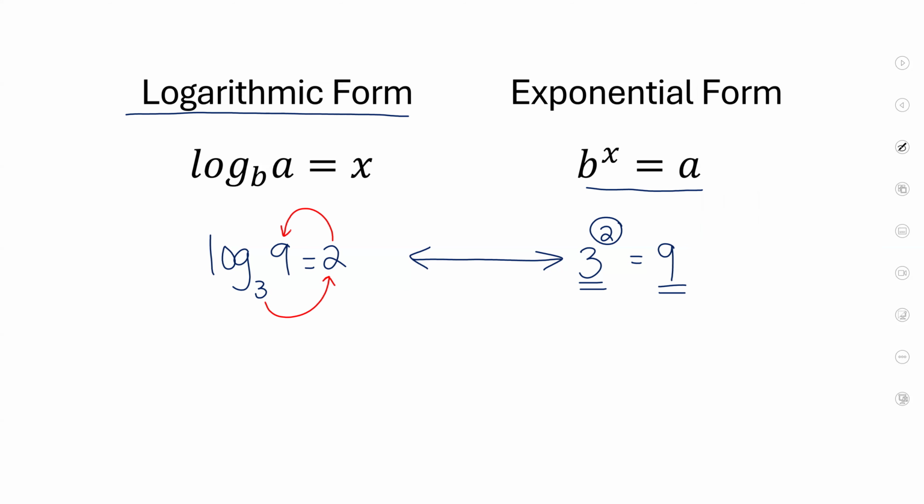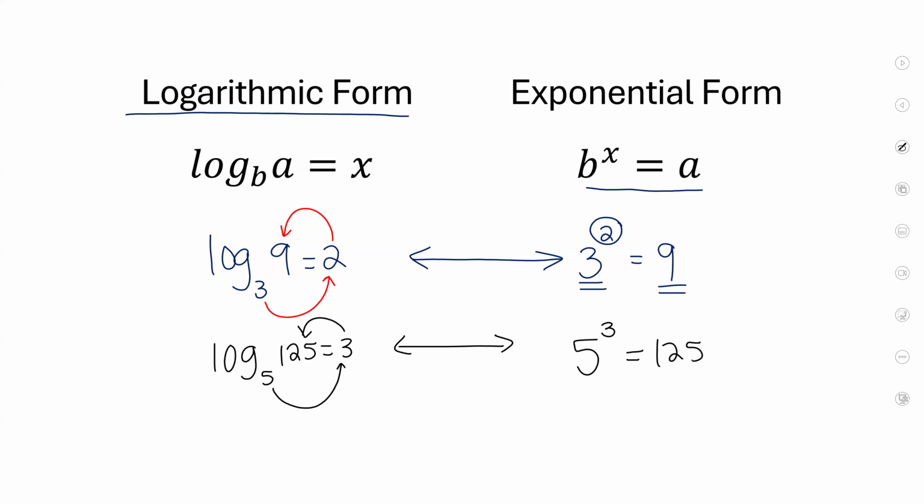Another example of a log. Log base 5, the answer is 125. The exponent was 3. What this means is 5 to the power of 3 is 125. So logarithms and exponential functions, we can go from one to the other and back and forth.